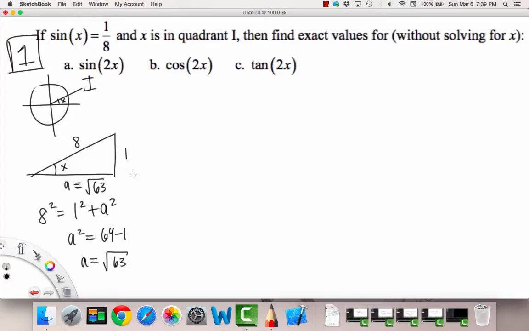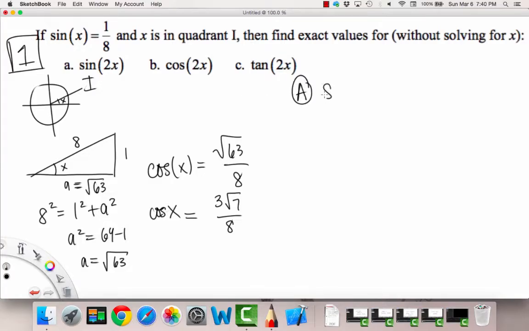So that means we can solve for cosine of x using the sides that we know now. That would be adjacent, radical 63, over hypotenuse, which is 8. And this is going to be positive since we're in the first quadrant. We can also simplify this, since it's the square root of 9 times 7, so that's 3 times radical 7 over 8. Now we know what cosine x is, so we can tackle these problems.